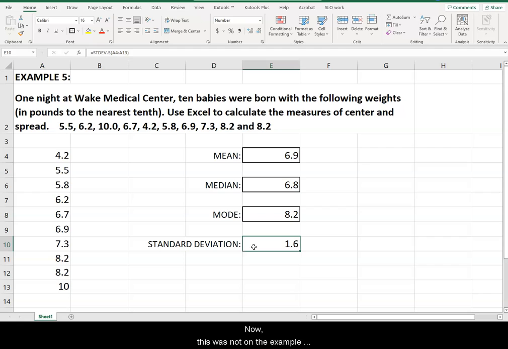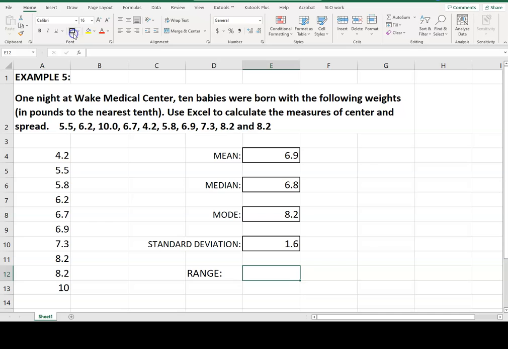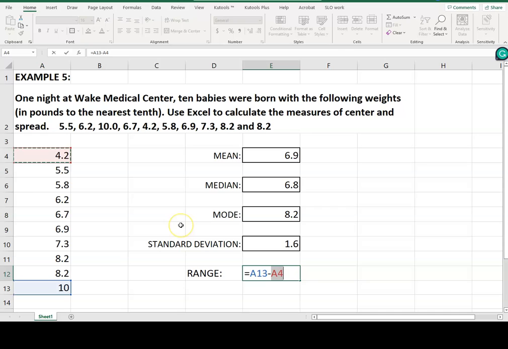Now this was not on the example, but I'm going to add the range. So remember, range is the difference between the highest and the lowest number. Okay, so that's just a subtraction, and you're going to have to click on the cells to do that. You can't type in range or anything for Excel to calculate it. So just equals, and then I'm going to click on my highest number, my 10, minus our lowest number, that 4.2. And since I put them in order, those are really easy to find.